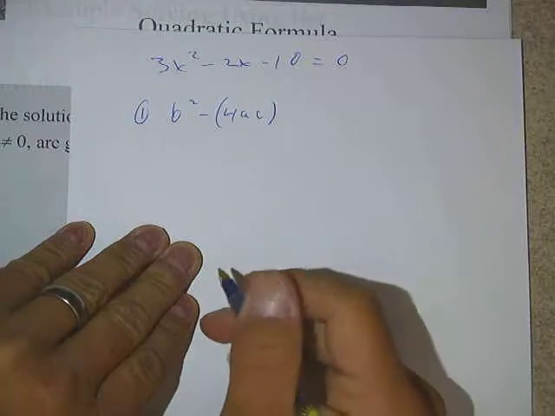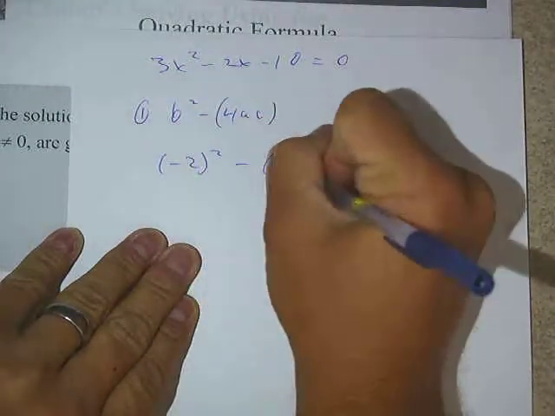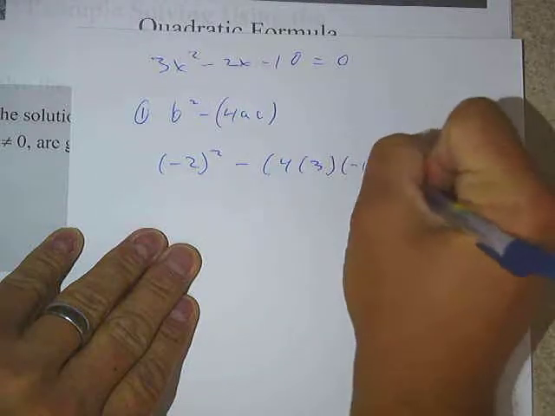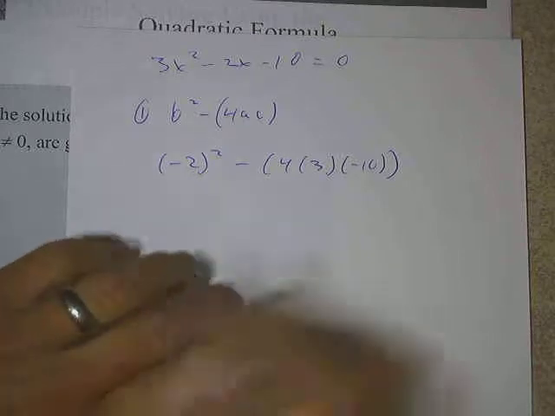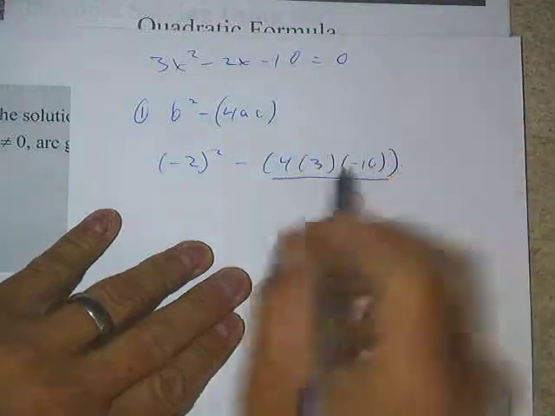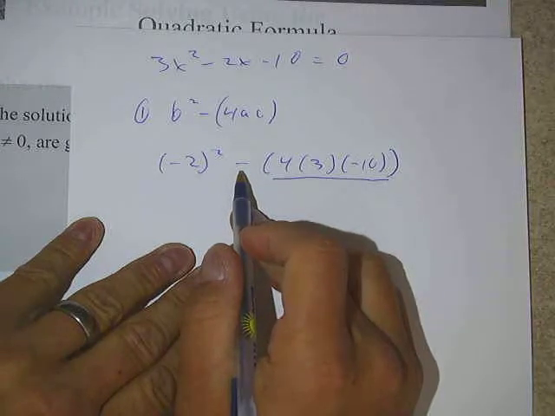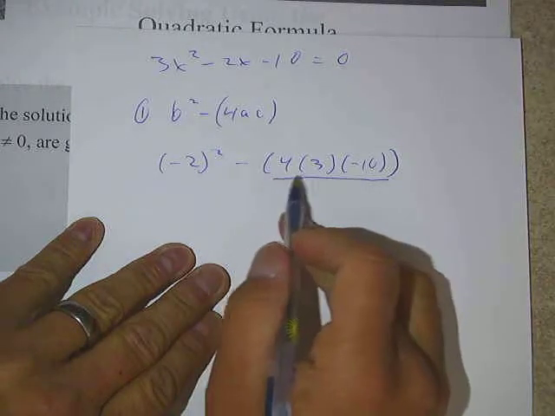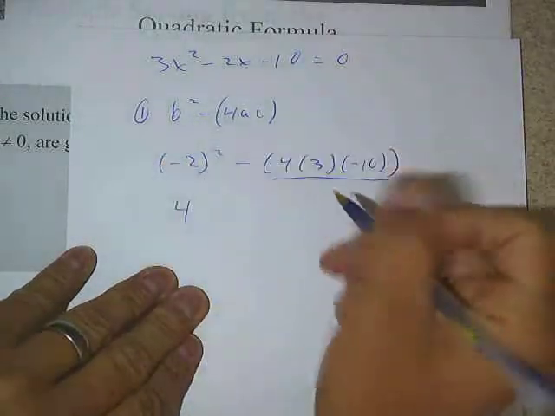If I just do that part only, keep in mind that's the part that's under the radical in the formula. If I were to plug in, I get negative 2 squared minus 4 times 3 times negative 10. Once again, I put it in parentheses because I want to make sure that I carefully multiply these two before I deal with the subtraction part. That's where people generally mess this up. They don't put parentheses around that, and then they get these signs all messed up.